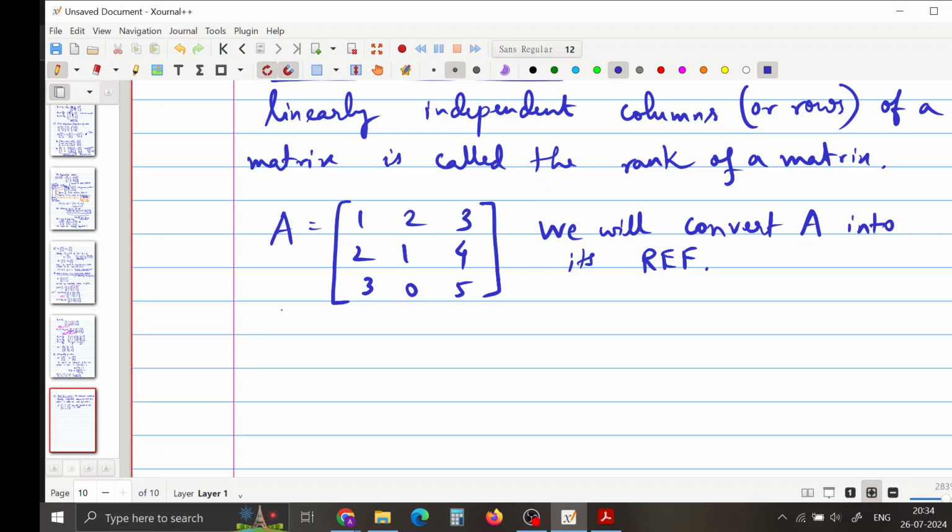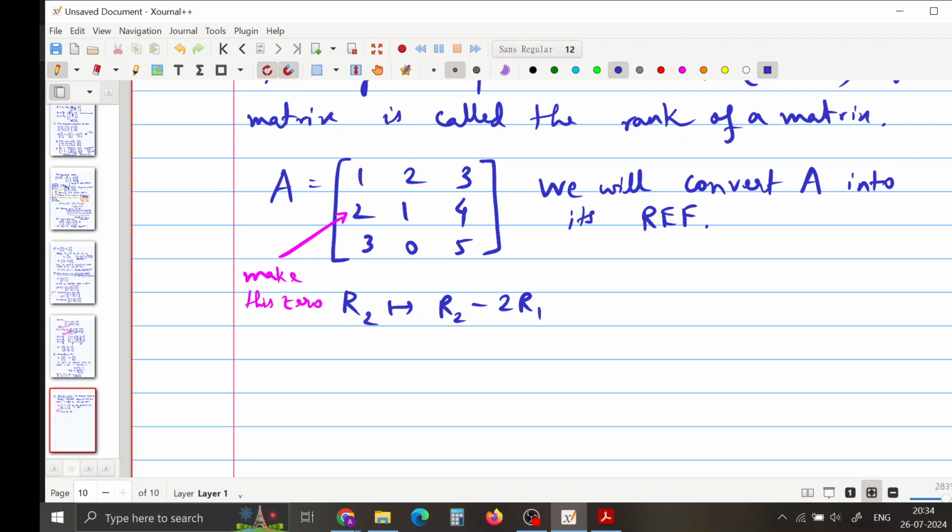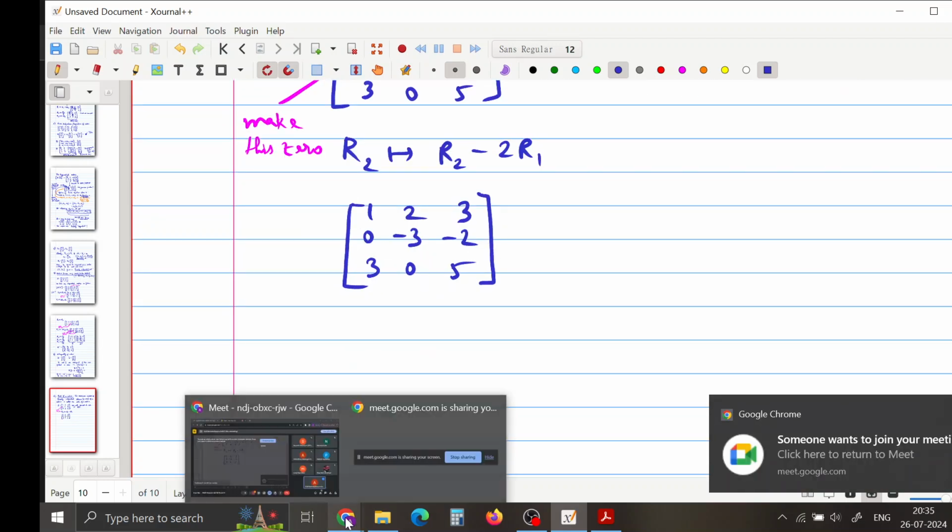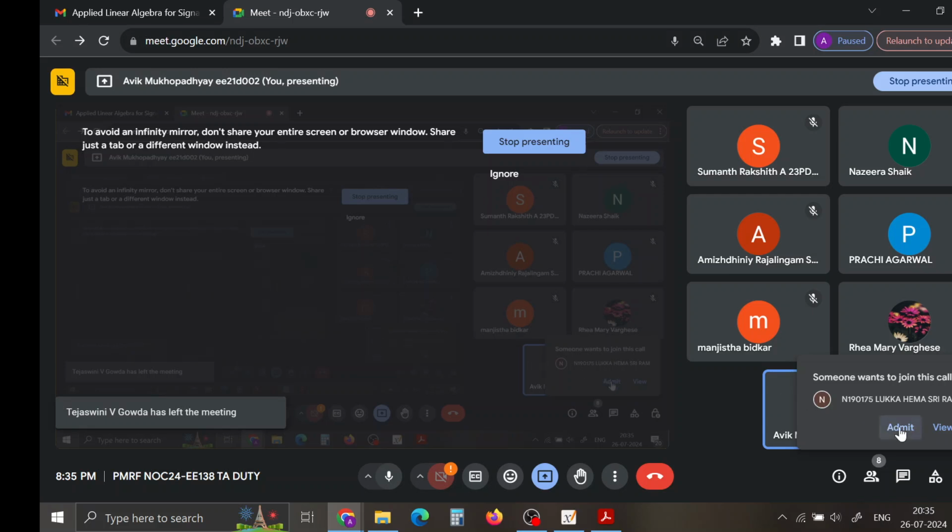So the first step could be to make this entry 0, correct? The pivot has to be on the right side as we go down. So we can do R2 changes to R2 minus 2R1. So what happens to the second row? The first and third rows remain unchanged. The second row becomes 0, minus 3, minus 2.